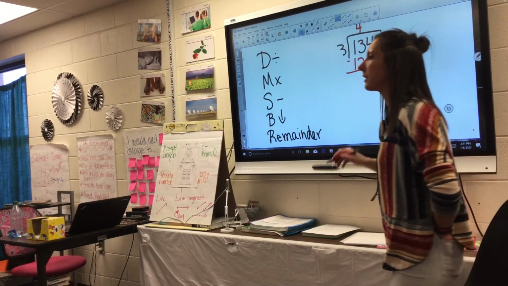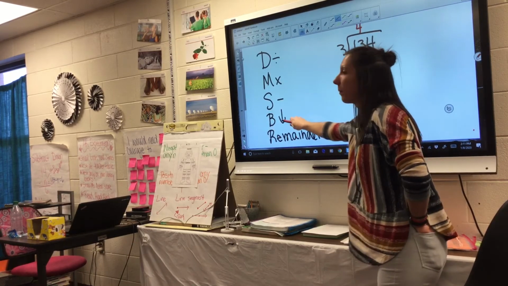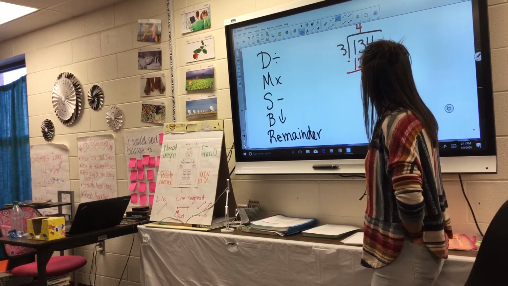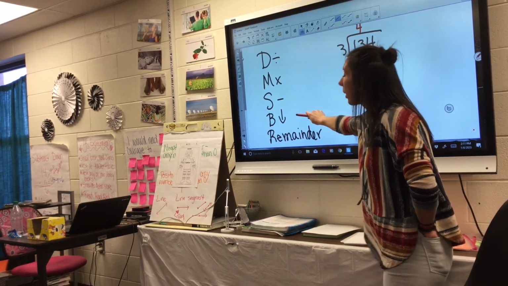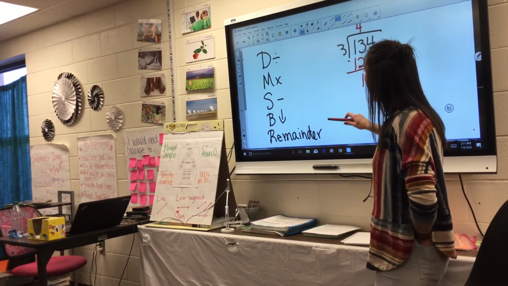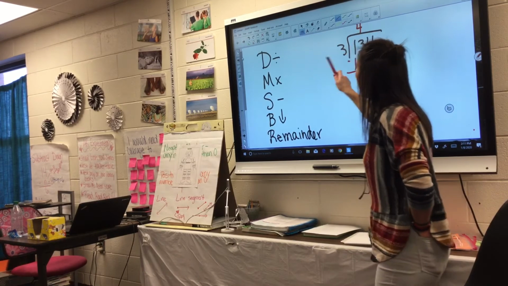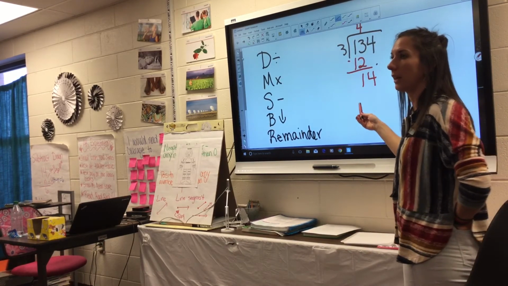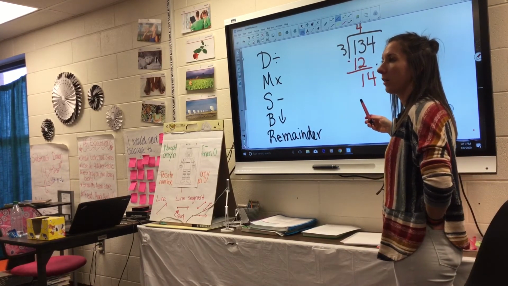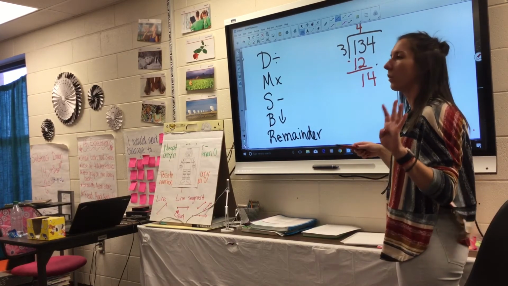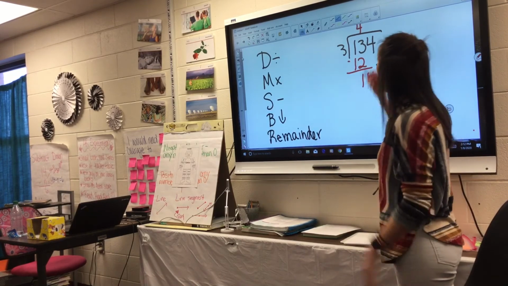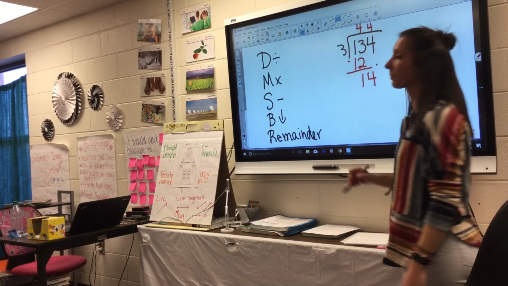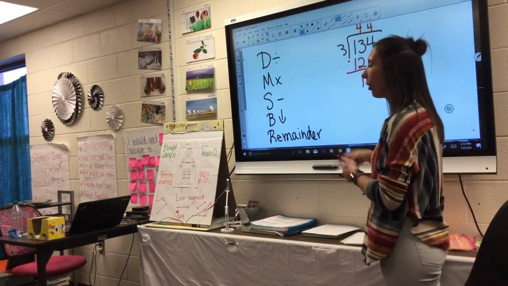13 minus 12 is? 1. Next step? Bring down the 4. Is this my remainder? No, because I brought a number down. I'm still going. All right, so I start back at the top. Divide. How many times can 3 go into 14? 4. 5 doesn't work. Why doesn't 5 work? Because that would equal 15, which is 1 over. So we put 4 up here, and we started all over.